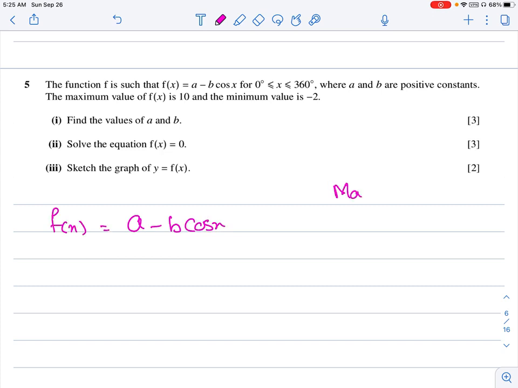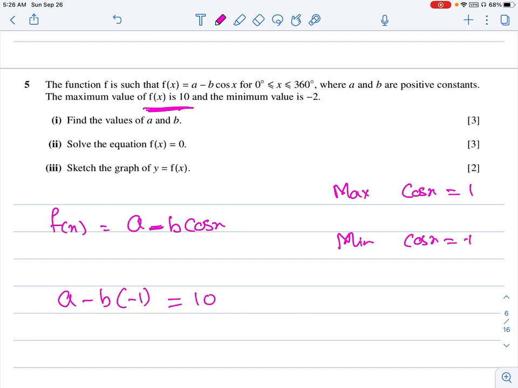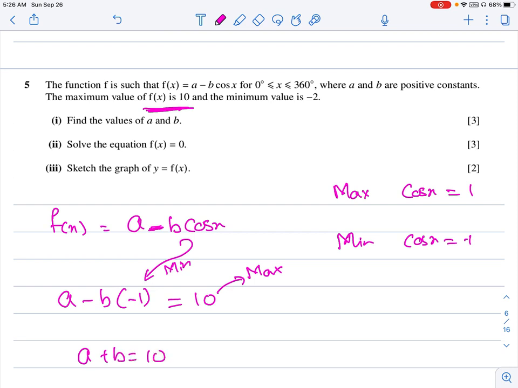The maximum value of cos is positive 1. The minimum value of cos is negative 1. So he says the maximum value of f(x) is 10. Because it is a minus b cos x, I have to take the minimum value of cos. A minus b times minus 1 should be equal to 10. Because of this minus symbol, you have to take the minimum value to get the maximum value, the opposite. So a plus b is equal to 10.